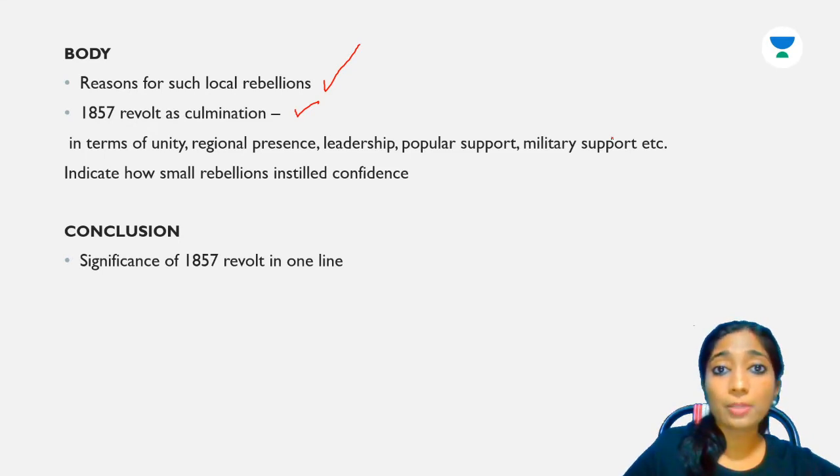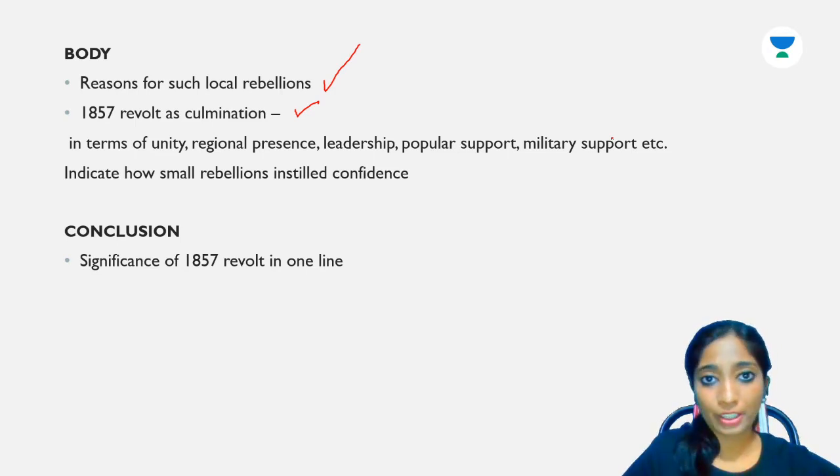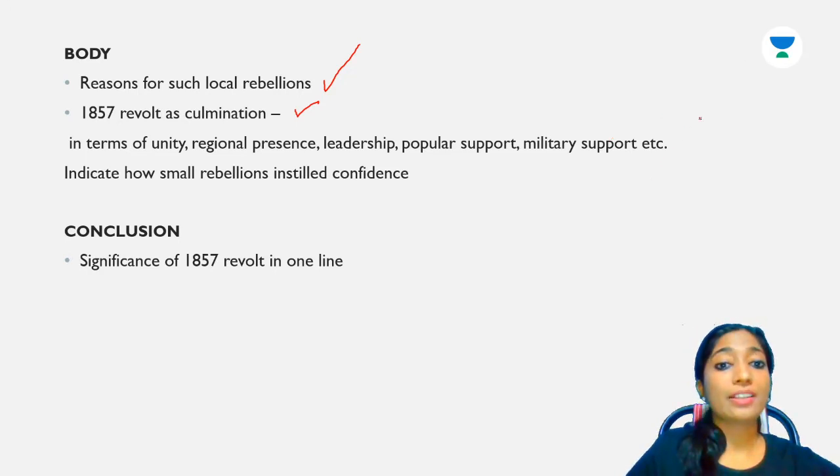These were all where we saw a kind of improvement in terms of unity. In terms of regional presence also, other small local rebellions were localized in nature, but in the 1857 revolt, you can observe a unity there. That is, the whole of North India, except for certain pockets, unified and came against the British rule or the Company rule. So you can talk about that, and then about the leadership. Like this, in terms of all these things, you can explain how the 1857 revolt was different.